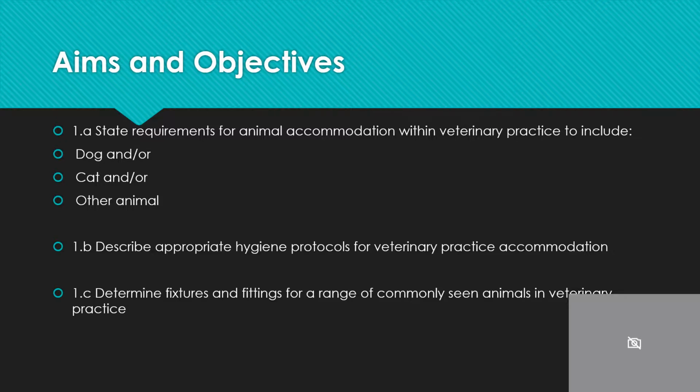1B: You would need to be able to describe appropriate hygiene protocols for veterinary practice accommodation. It is also really important you have an awareness of procedures that are in place for this. And 1C: determine the fixtures and fittings for a range of commonly seen animals in veterinary practice.